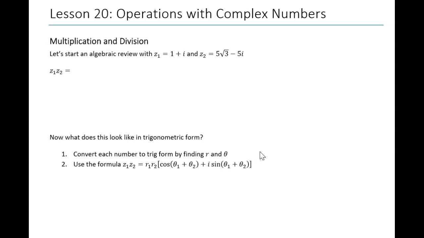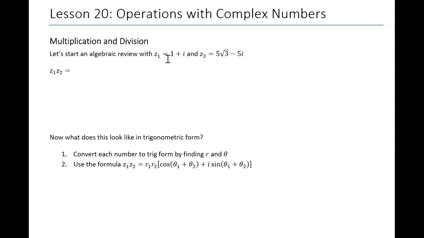In the previous lesson, we talked about how to take a complex number in standard form, a plus bi, and how to graph it, find its magnitude, find its angle, and write it as a trigonometric number. Now we need to do multiplication, division, and powers using these numbers. We're going to start these notes with an algebraic review of multiplying complex numbers.